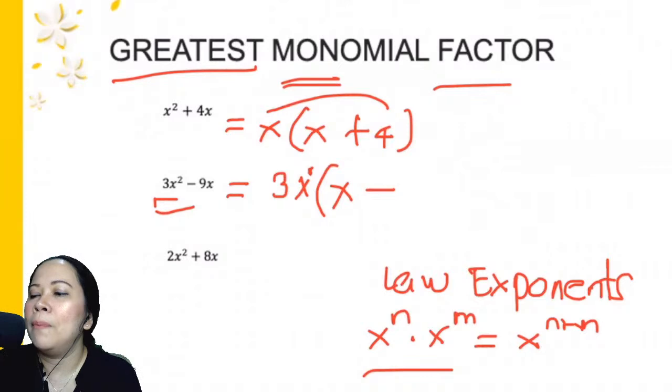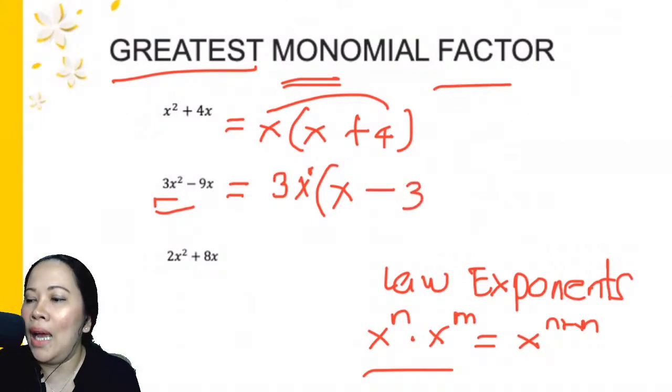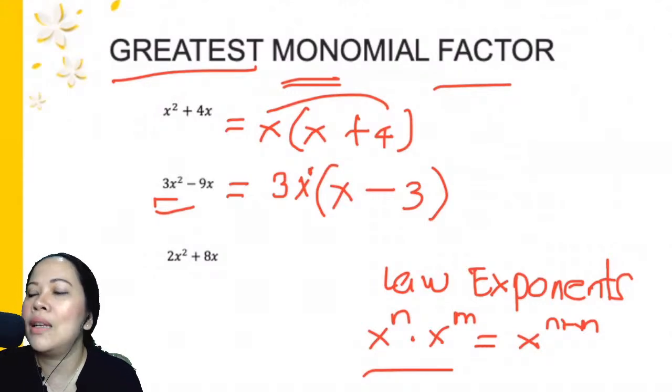So minus, what should you multiply to 3x to get 9x? So 3 times 3 will give you 9, and x times 1 will give you x. So 3x times 3 will give you 9x. So therefore, the greatest monomial factor of 3x squared minus 9x will be 3x bracket x minus 9.